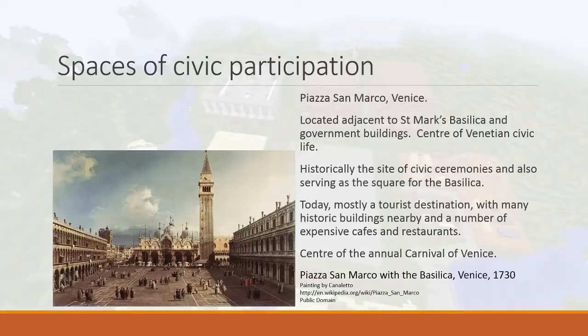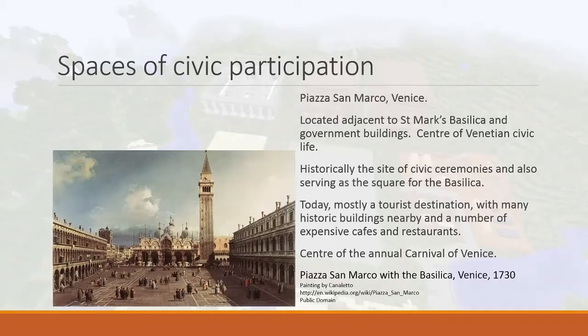Slightly less extreme because we're not talking about superpowers anymore. So spaces of civic participation, this is the idea of the people of a city being involved in the politics of the city. I mean, this is the foundation of democracy. The idea that people can gather and talk and do things and have an influence on the politics of their country, right? So this is Piazza San Marco in Venice.